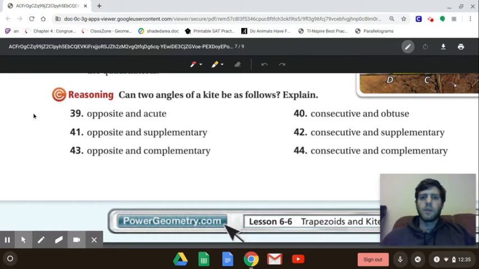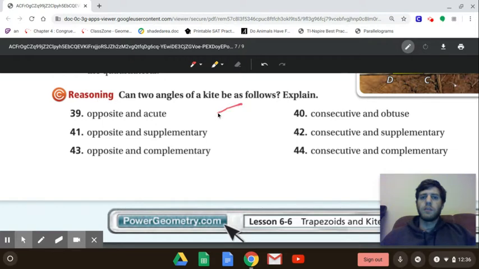So the first section of problems you have to do is 39 through 44. It asks, can two angles of a kite be as follows, and to explain. The best way to explain here is to use a sketch and just sketch out what they're asking. So we want to know, can we form a kite with two angles that are opposite and acute? Opposite are two angles that are across from each other, and acute means they're going to be less than 90.